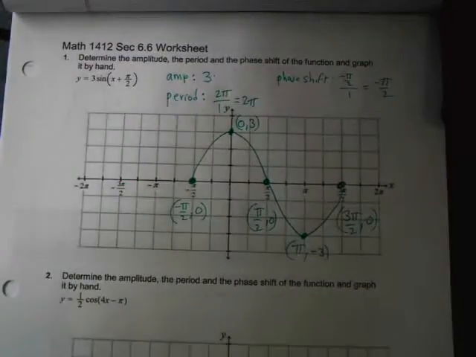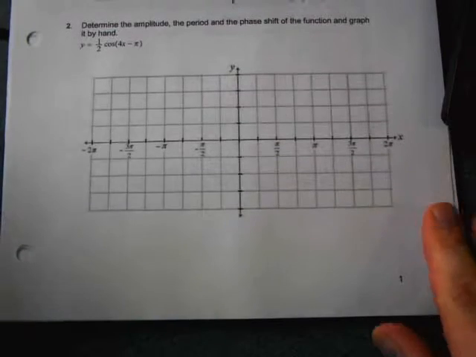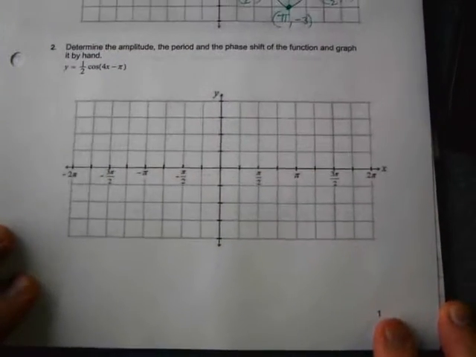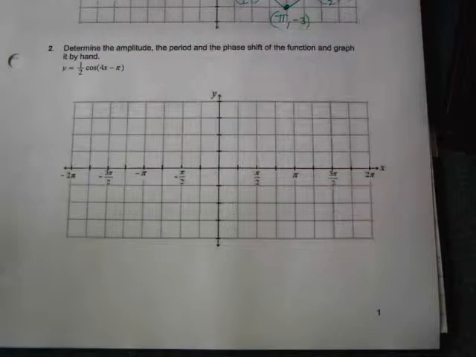All right, how about number 2? Very similar, except now I'm dealing with a cosine function. What changes? When we draw a cosine, we usually start at 0, comma 1. So we start up high. So we're not going to start at 0, 0, we're going to start at 0, 1, and we'll do our shifting stuff from there.